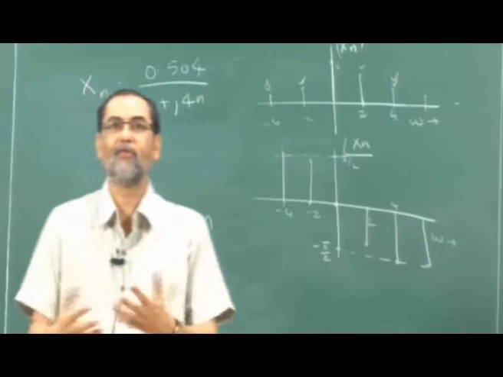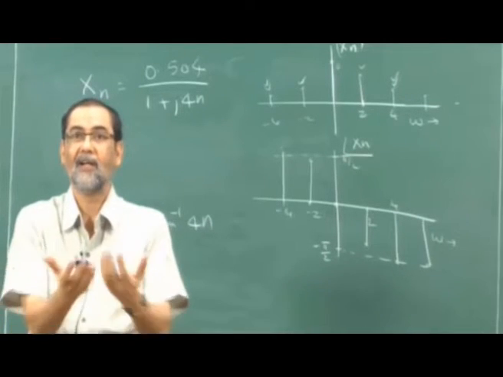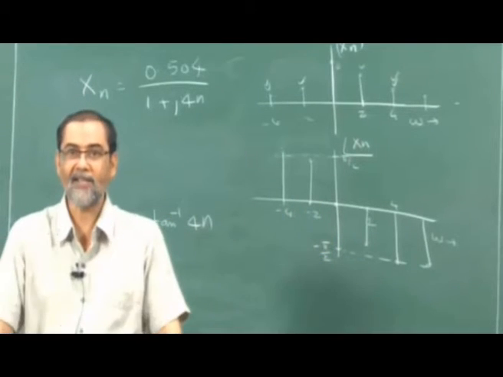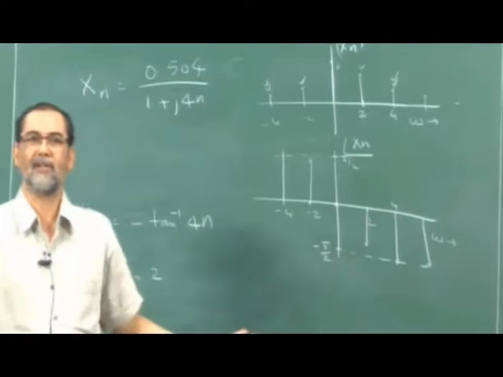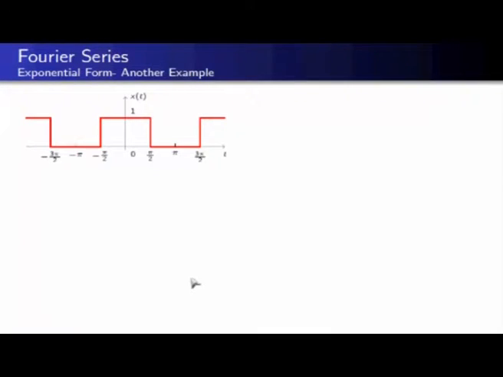Once you have the Fourier series coefficients, you can sketch the magnitude, and for real signals it will have even symmetry. You can sketch its phase. For a real signal it will have odd symmetry. That's the idea of conjugate symmetry. Okay. So let's take one more example.